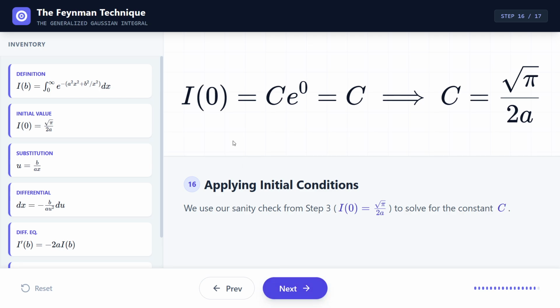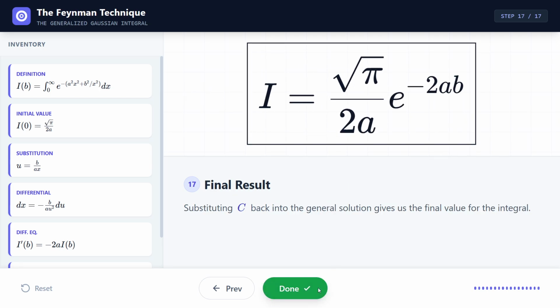Now we know that I of 0 is equal to the square root of pi over 2a. That means that c has to be the square root of pi over 2a. So finally, we have our answer to our original integral I of b right here. So this integral right here evaluates to the square root of pi over 2a, all times e to the negative 2ab.